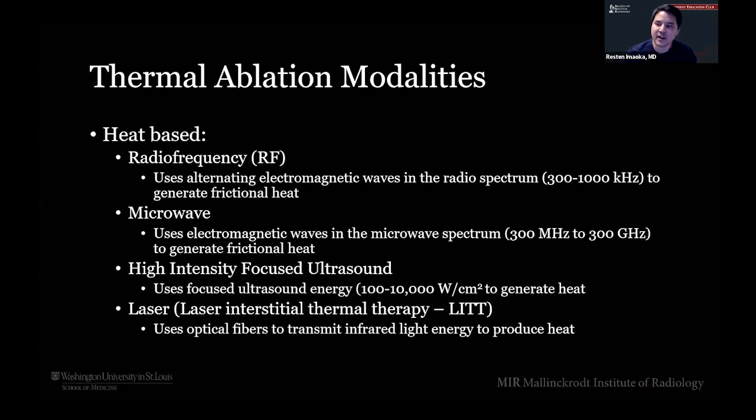All right, so now that we've decided a patient is appropriate and would benefit from percutaneous intervention, which ablation modality we're going to choose. And in the spine, this is going to be dominated by radiofrequency. So we have a bunch of heat-based thermal ablations, radiofrequency in the spine by far the most common. And this is using alternating electromagnetic waves in the radio spectrum, so anywhere from 300 to 1,000 kilohertz, which generates frictional heat. If we go up in power, then you get things like microwave, right?